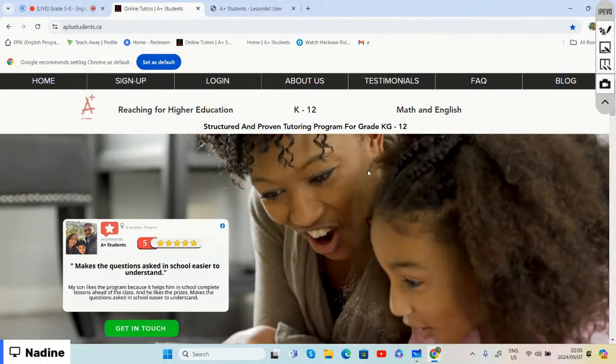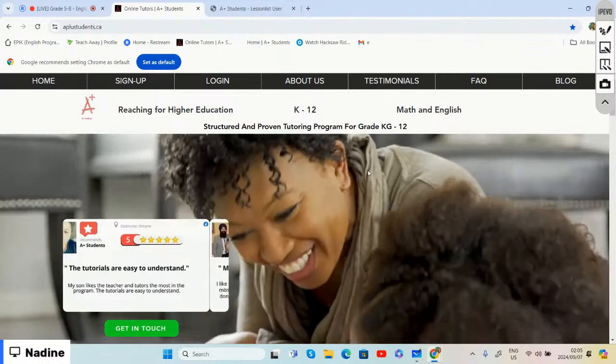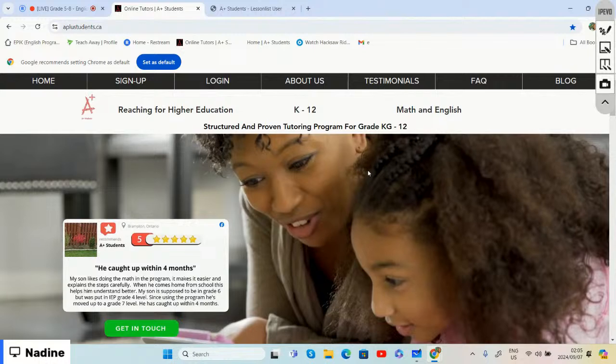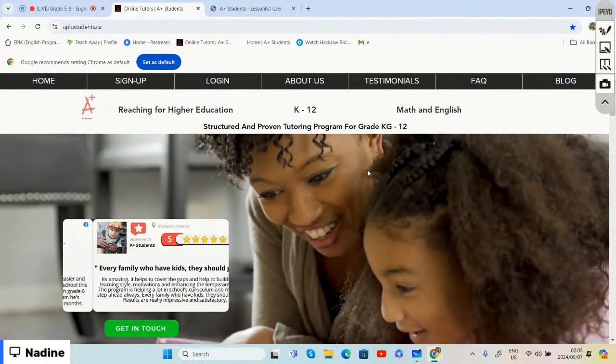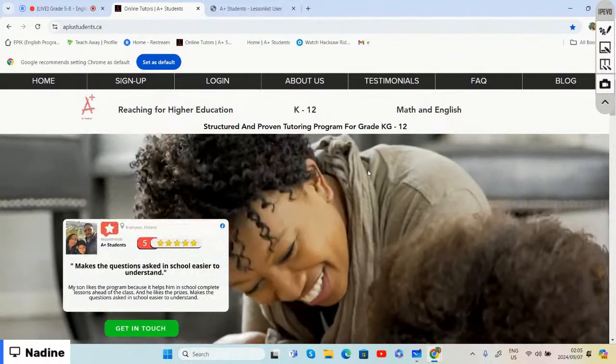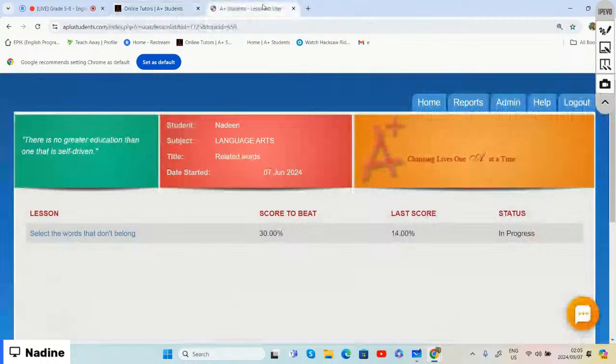All right, so once you've logged on to aplusstudents.ca with our username and password, we're going to select the subject of English Language Arts, grade 5, and then we're going to scroll down up until we get to the chapter of related words.